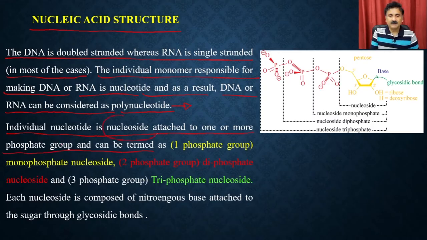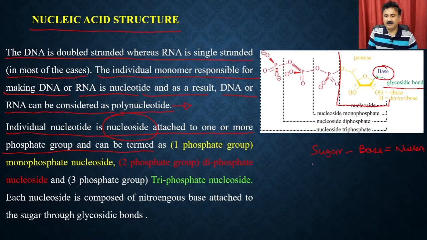So what is a nucleoside? When the sugar molecule is attached to the base with the help of the glycosidic bond, it gives rise to a compound which is known as the nucleoside. So this is the structure. If you have the sugar attached to the base, then that is called the nucleoside. If you have the phosphate and it attaches with the sugar, and the sugar is attached with the base, then that is called the nucleotide.